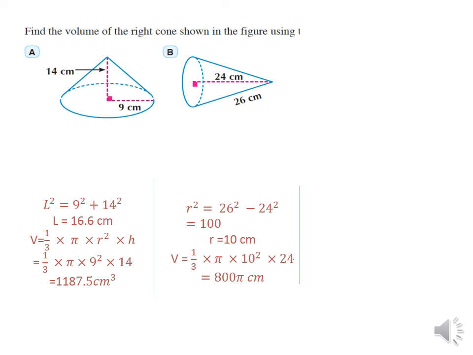In the second case, we have the height equal to 24 and the slant height equal to 26. So I can find r using Pythagoras. It will be the square root of 26 squared minus 24 squared. Finally, it will be 100, that is, it will be 10 centimeters. Then we can say that the volume equals 1 over 3 pi r squared h, equals 1 over 3 times pi times 10 squared times 24.